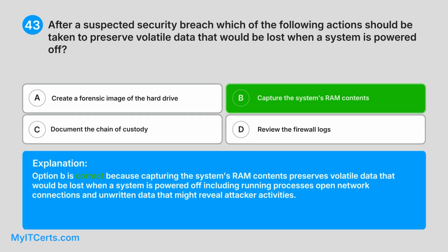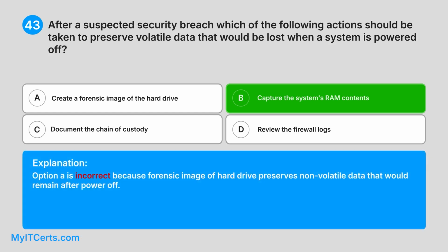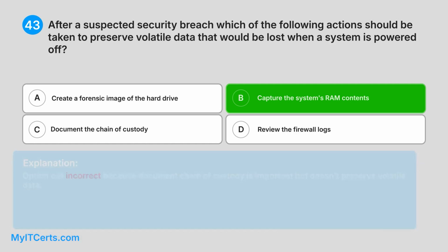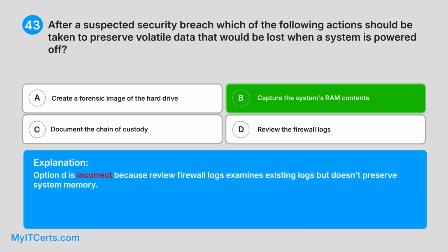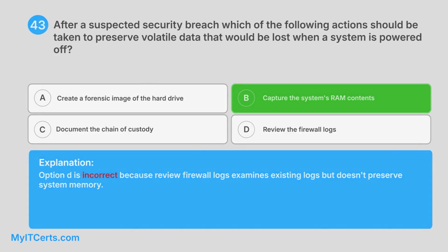Explanation. Option B is correct because capturing the system's RAM contents preserves volatile data that would be lost when a system is powered off, including running processes, open network connections, and unwritten data that might reveal attacker activities. Option A is incorrect because a forensic image of the hard drive preserves non-volatile data that would remain after power off. Option C is incorrect because documenting chain of custody is important, but doesn't preserve volatile data. Option D is incorrect because reviewing firewall logs examines existing logs, but doesn't preserve system memory.